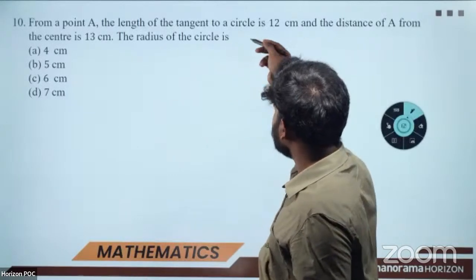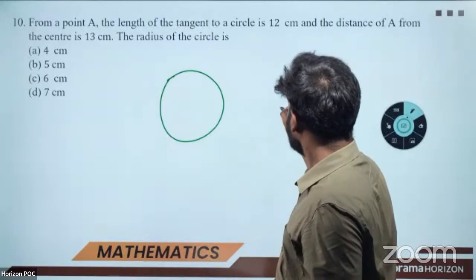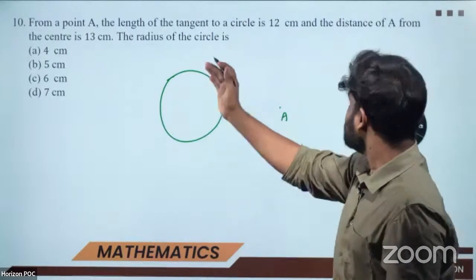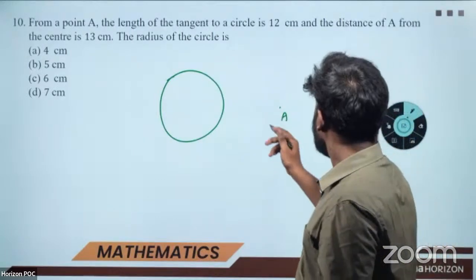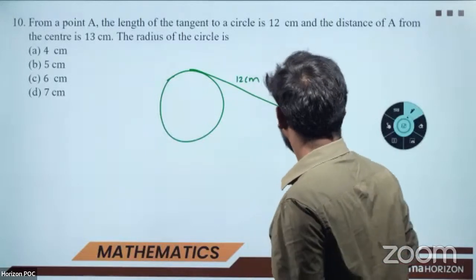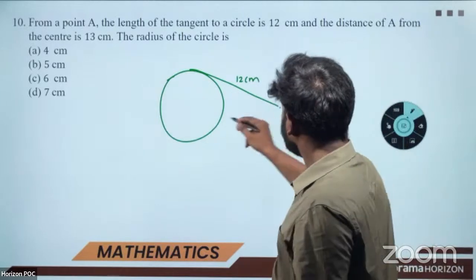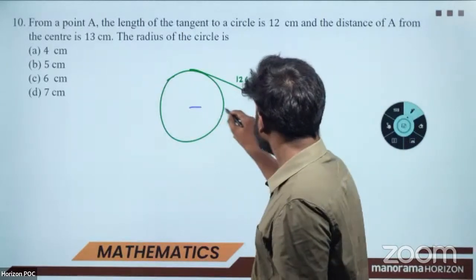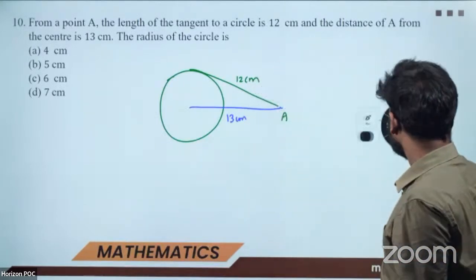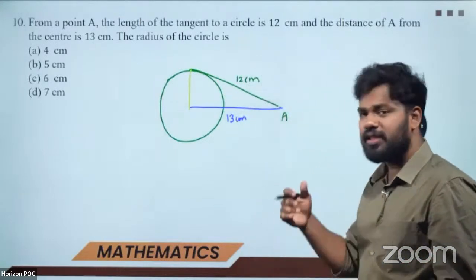From a point A, the length of the tangent to a circle is 12 centimeters. So I have to draw a circle first. There is a point outside the circle, that is A. The length of the tangent to the circle is 12 centimeters. So I'm drawing that. Yes, so this is 12 centimeters. And now they are saying the distance of the point A from the center, this much distance, will be 13 centimeters. And they are asking me to find the radius of the circle. So this is the diagram that I need there.